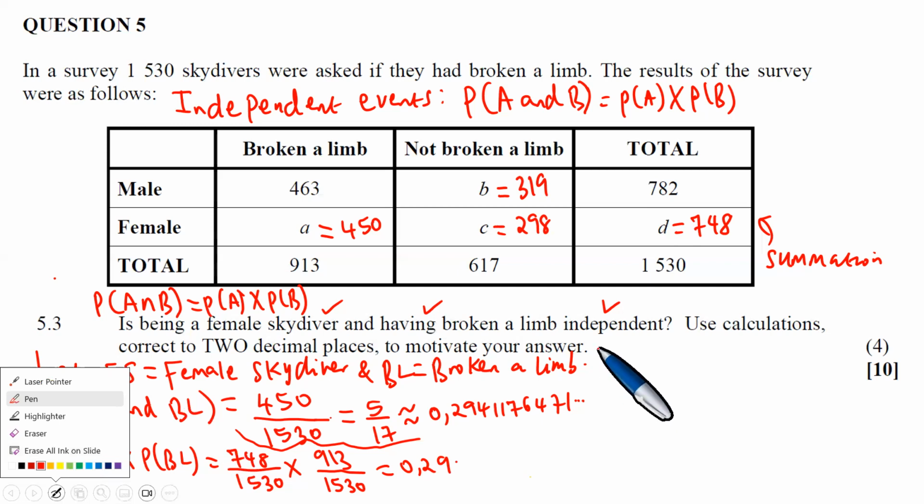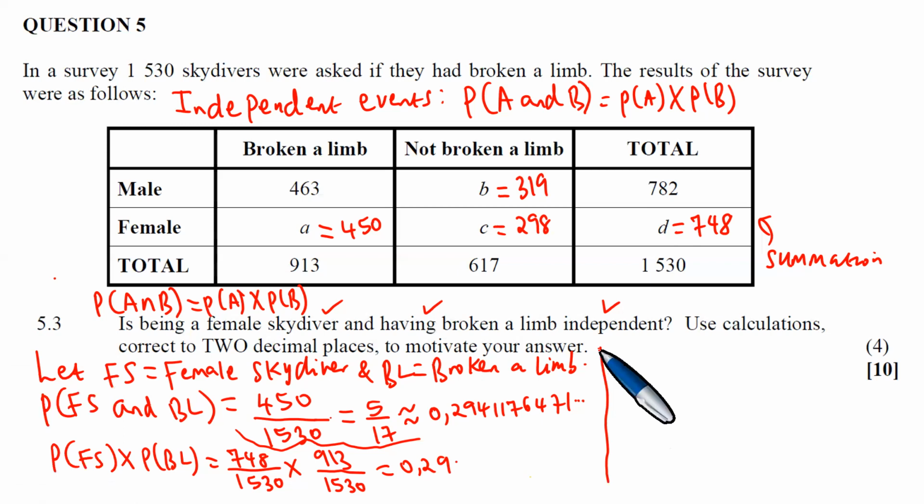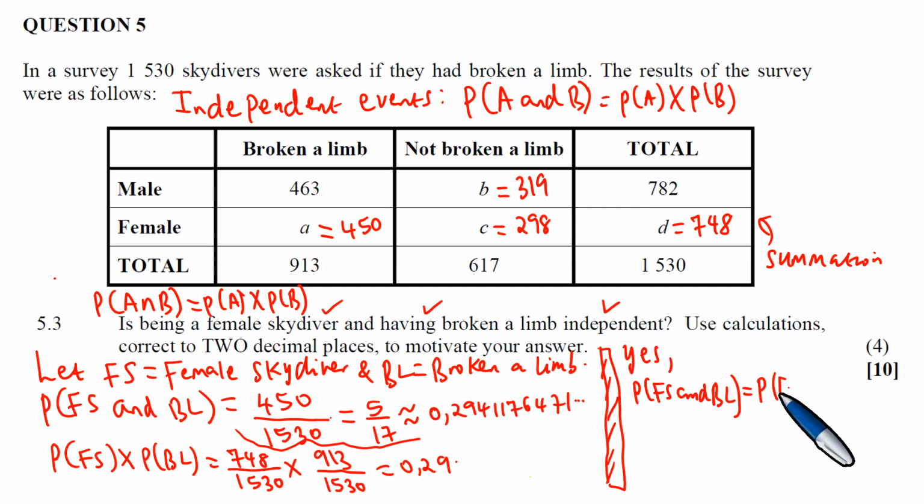Okay, let me divide the screen a little bit to finish. I know that I'm writing too much, congesting everything here. So now we can see that the probability of a female skydiver and broken limb is 0.29, and the probability of female skydiver times the probability of broken limb is 0.29 as well. Yes, the probability of a female skydiver and broken limb is the same as the probability of a female skydiver times the probability of broken limb.